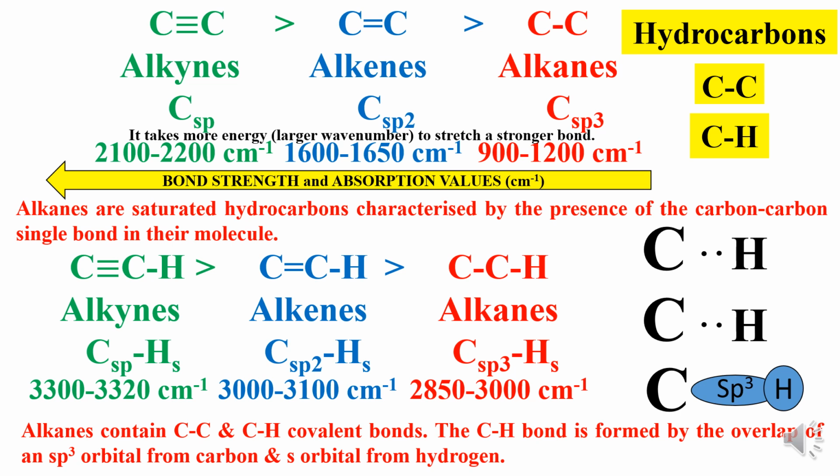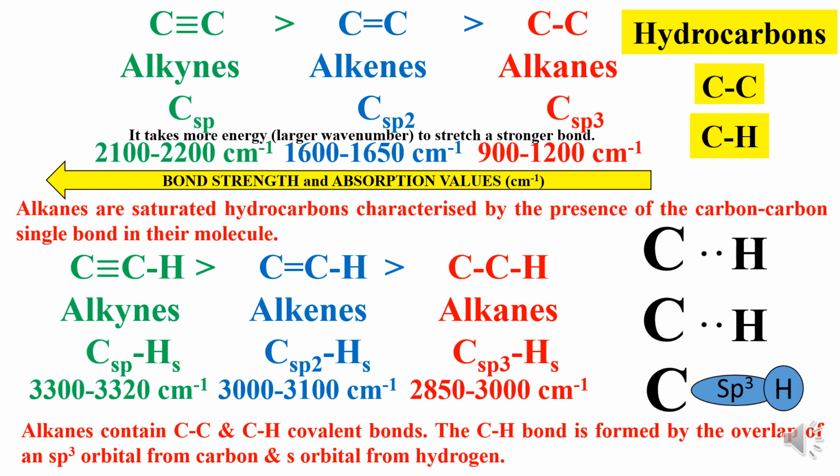In the case of alkenes, the CH bond is formed by overlap of an sp2 orbital from carbon and an s orbital from hydrogen. While in the case of alkynes, the CH bond is formed by overlap of an sp orbital from carbon and an s orbital from the hydrogen atom. So the CH bond in the case of alkynes is stronger than the CH bond in the case of alkenes, and in turn the CH bond in the case of alkenes is stronger than the CH bond in the case of alkanes.